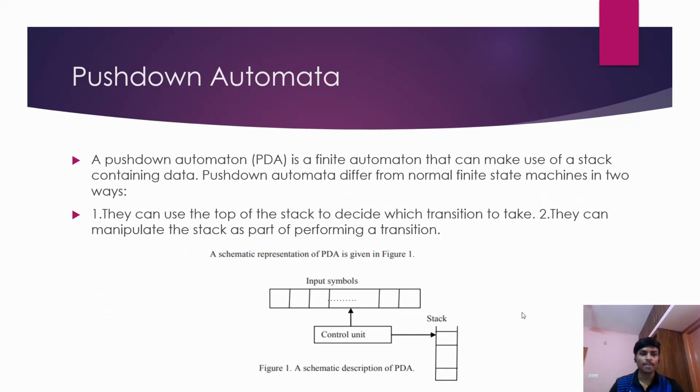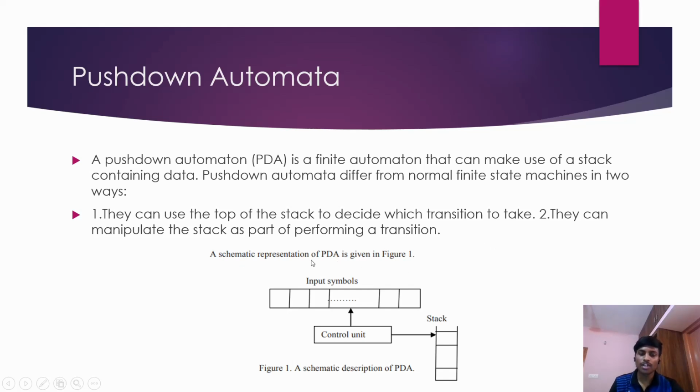The pushdown automata. A pushdown automaton, PDA, is a finite automaton that can make use of a stack containing data. So pushdown automata differ from normal finite state machines in two ways. They can use the top of the stack to decide which transitions to take, and they can manipulate the stack as part of performing a transition.